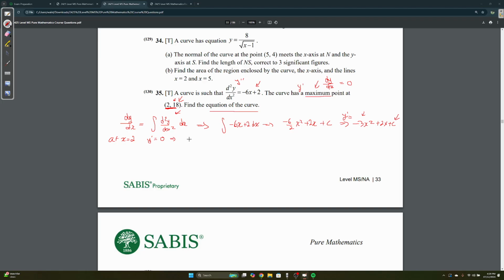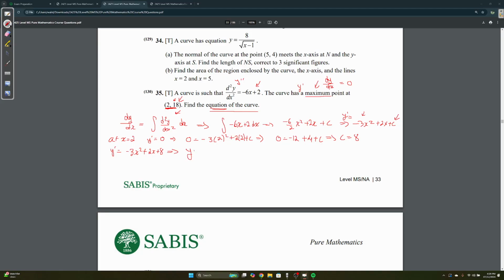So therefore, 0 is equal to minus 3 times 2 squared plus 2 times 2 plus c. So it's going to be 0 is equal to minus 12 plus 4 plus c. So you're going to get c is equal to 8. So that means y prime is equal to minus 3x squared plus 2x plus 8. But we're not done. They want the equation, they want y.